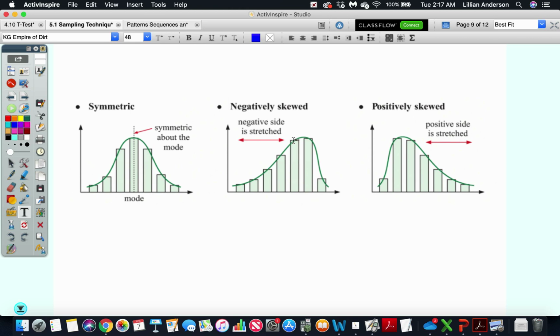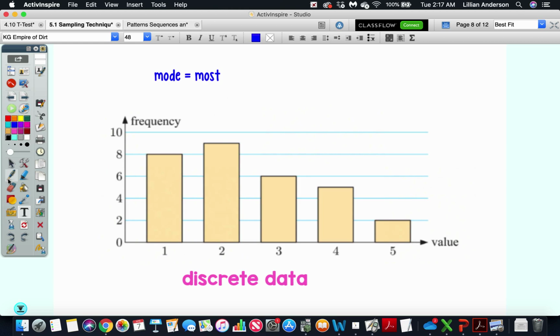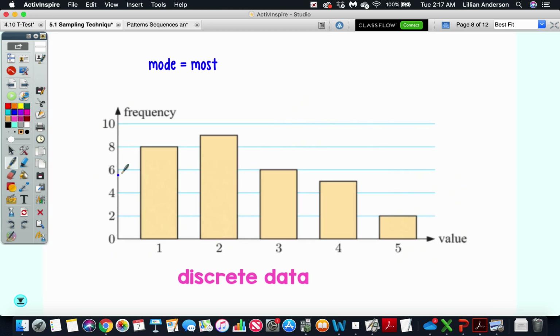Negatively skewed is that the negative side is more stretched out. You have smaller, smaller, smaller, smaller, bigger, bigger, and then small again. Positively skewed is the reverse. So if you look at this last example, if I trace over this just a little bit, and mind you, I'm doing this with just my trackpad on my laptop, this would be an example of positively skewed because the positives are a little bit more stretched out.